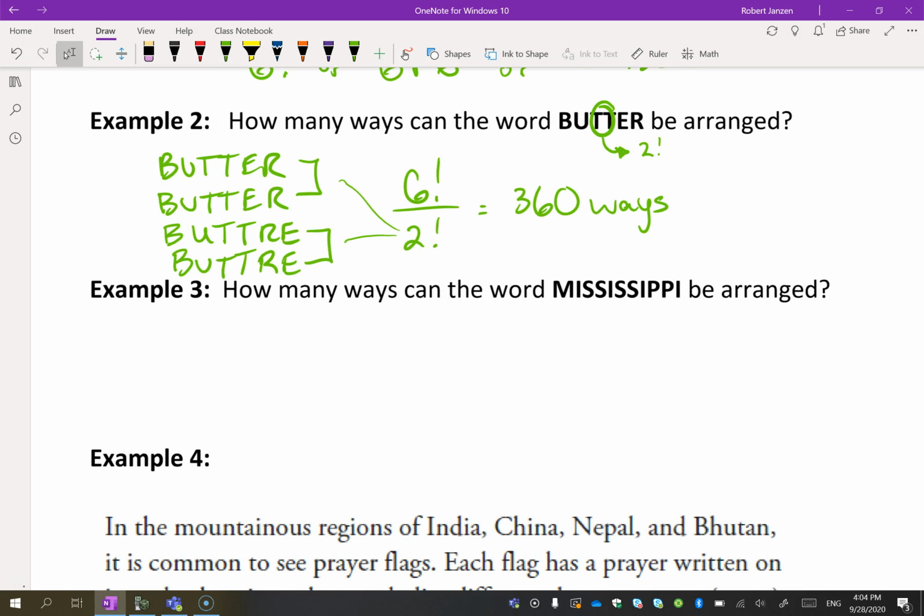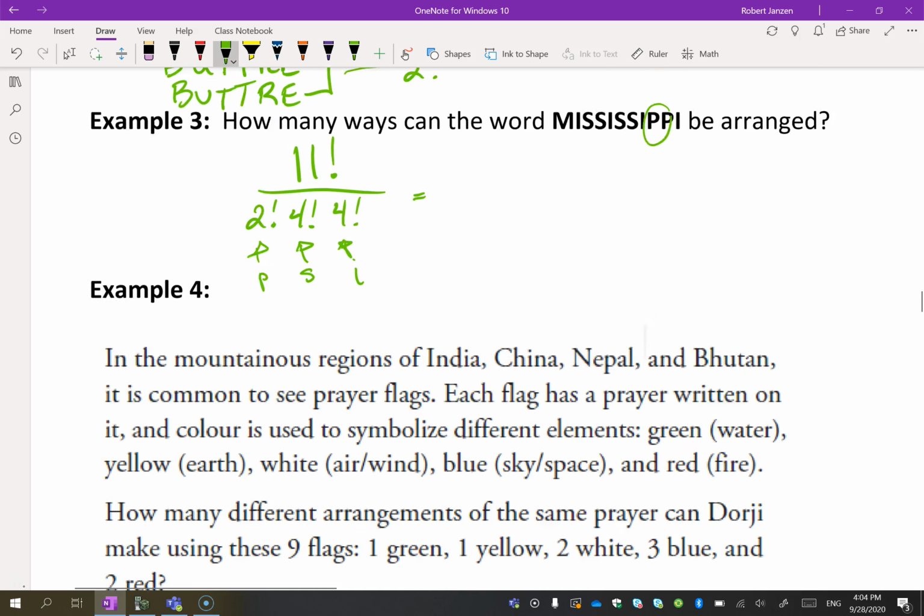Let's apply that to this situation. If we took the letters in Mississippi, there are 11 letters. If I rearrange them, it should be 11 factorial. But I have to account for the ones that are happening more than once. There are 2 P's, so I'm going to go 2 factorial. There are 4 S's, which I could rearrange and that wouldn't change the word. And there are 4 I's. So maybe you want to make a comment: this is for P's, this is for S, this is for I. And that's going to give us the number of ways we can rearrange them.